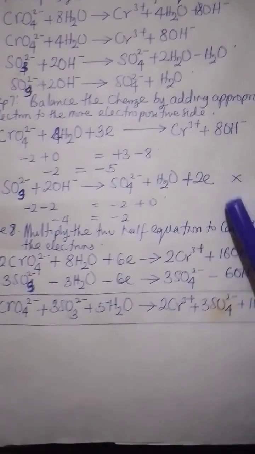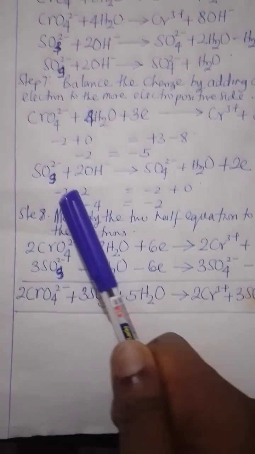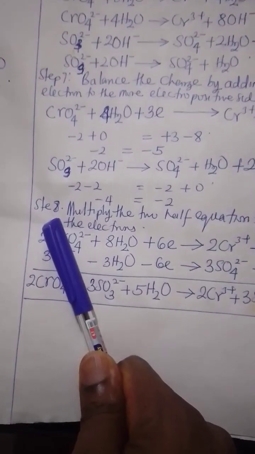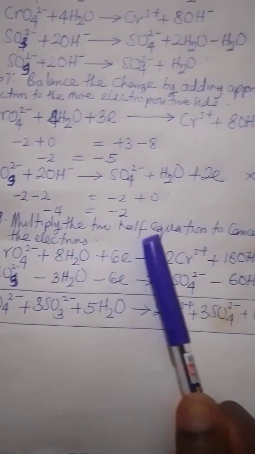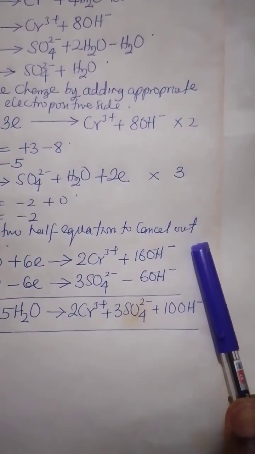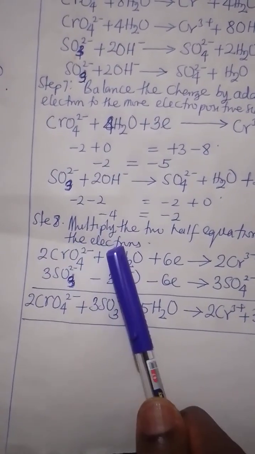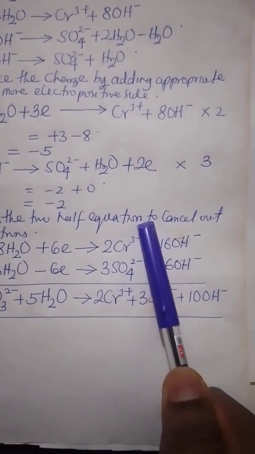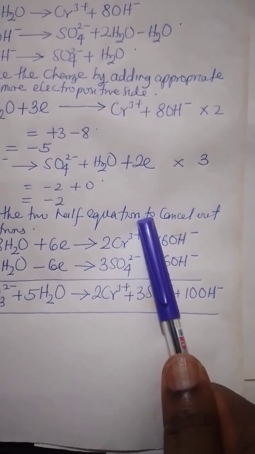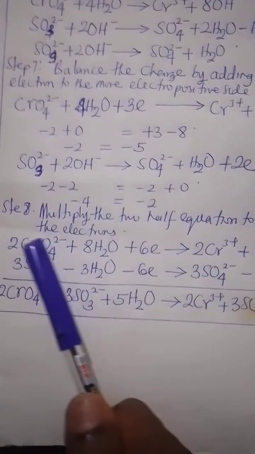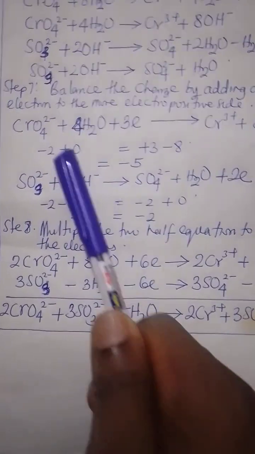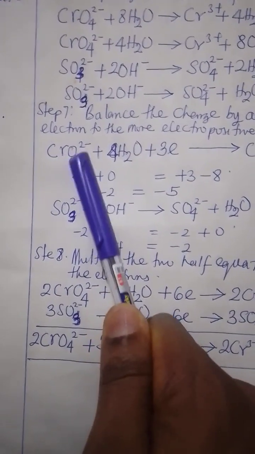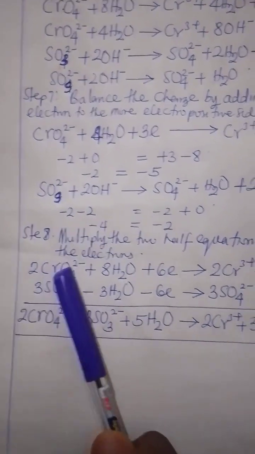So by the time you multiply, here, if you multiply, you're going to get 2, that will take us to step number 8, multiply the 2 half equations to cancel out the electrons. That is, multiply the 2 half equations by appropriate integer. Now I omitted that, by appropriate integers to cancel out the electrons. So I do 2 times CrO4 2 minus, that will give us this.